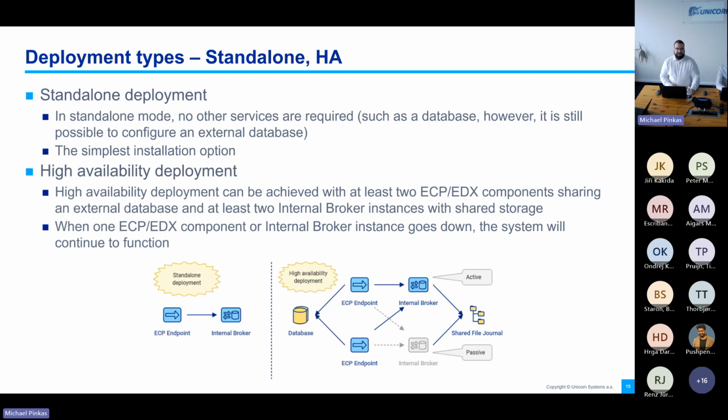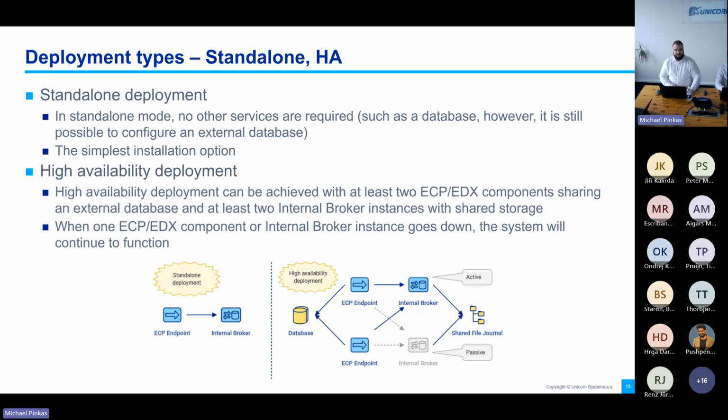Regarding the deployment types, there are still 2 options, so the standalone deployment and high availability deployment. The standalone one is the most simple, as it does not require other services such as a database. However, it still can use some external database if needed. As I mentioned, it's the simplest option. By default, in this case, the ECCo uses Apache Derby embedded database, which is then fully managed by the application. But we'll get to that again a bit later.